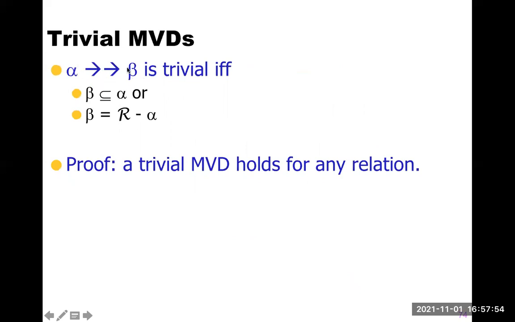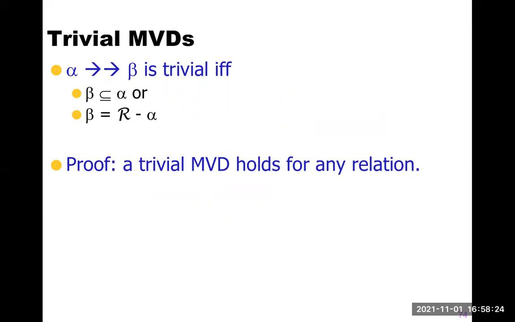MVD is trivial if beta is a subset of alpha, or beta is everything but alpha. So all the columns, but columns from alpha, or is a subset of alpha. Then it's trivial. First definition is classical, and then additional definition. Trivial MVD holds for any relation, so it doesn't bring any new knowledge about the relation.